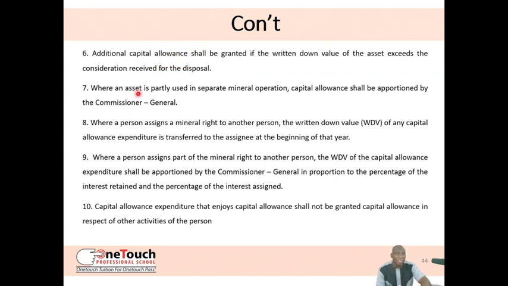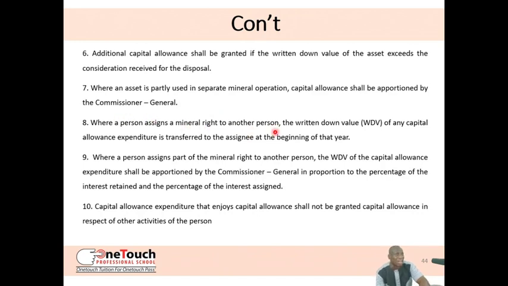That's number 6. 7. Where an asset is partly used in separate mineral operations, capital allowance shall be apportioned by whom? The Commissioner General. You understand? So the extent to which you are using the asset in the separate mineral operation, if the asset is being used to the extent of 60% in mineral operation A and 40% in mineral operation B, then it means that capital allowance must be apportioned by the Commissioner General to the extent to which the asset is being used in the separate mineral operations. But please, capital allowances are computed for each separate mineral operation. Even though the company be the same company, if the locations are different and they are not sharing the processing facility, the capital allowance will be calculated separately for them, unless they are sharing the same processing facility.